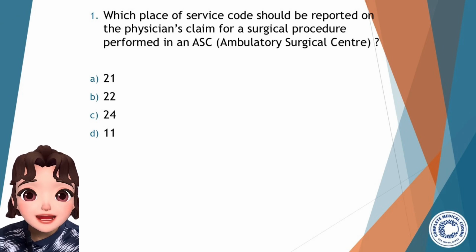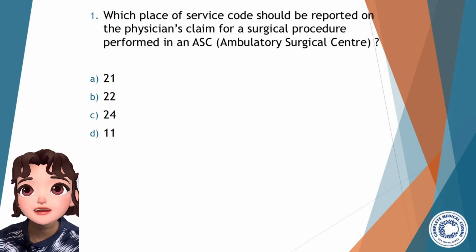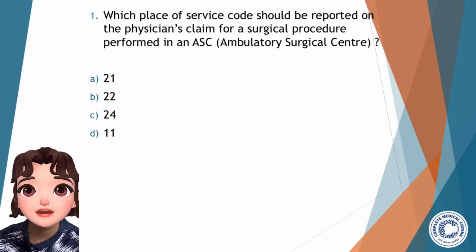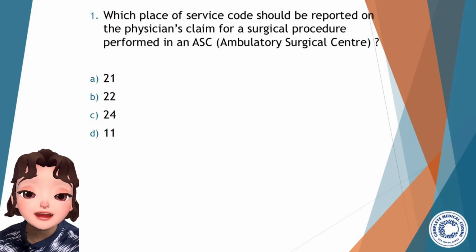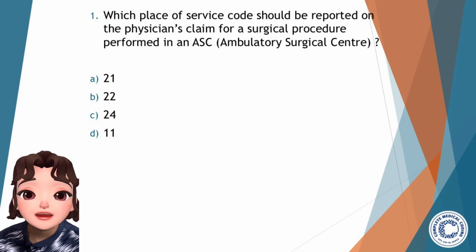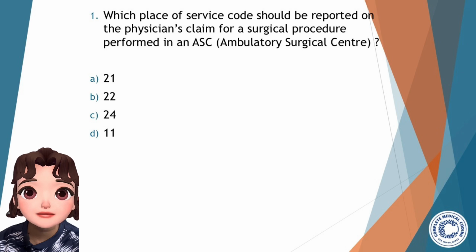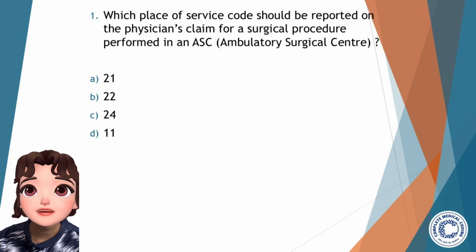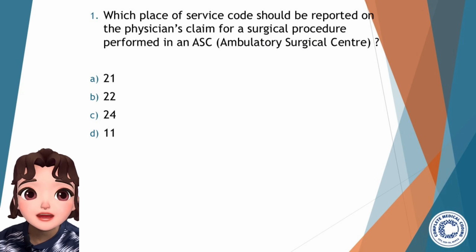Let's move to the first question. Which place of service code should be reported on the physician's claim for a surgical procedure performed in an ASC? ASC is the short form for Ambulatory Surgical Center. When we learned the basics initially, we learned about place of service, right? So here they are asking for the place of service code which should be reported on the physician's claim for a surgical procedure performed in an ambulatory surgical center.